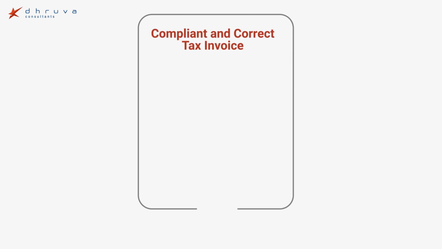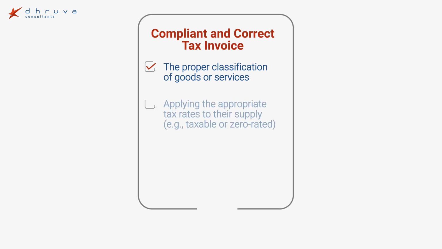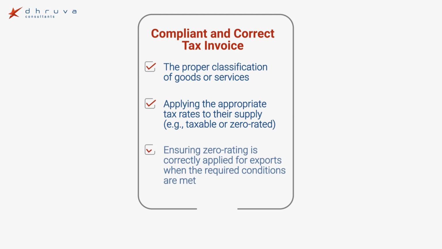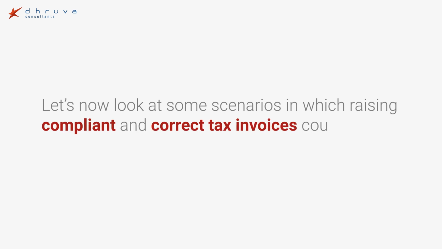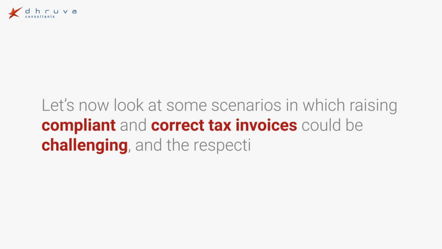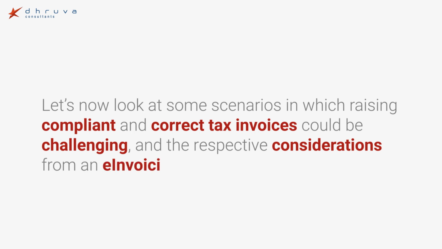Along with being compliant, tax invoices must also be accurate, meaning the correct tax treatment is applied. This could revolve around proper classification of goods or services, applying appropriate tax rates, and ensuring zero rating correctly. Let's now look at some scenarios in which raising compliant and correct tax invoices could be challenging, and the respective considerations from an e-invoicing perspective.